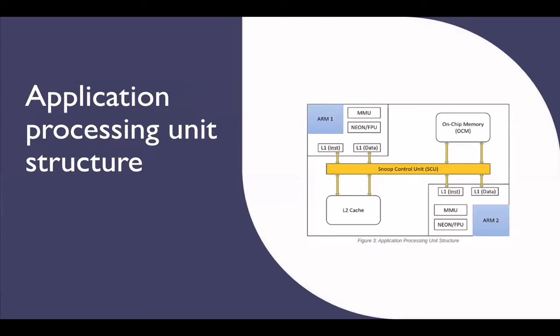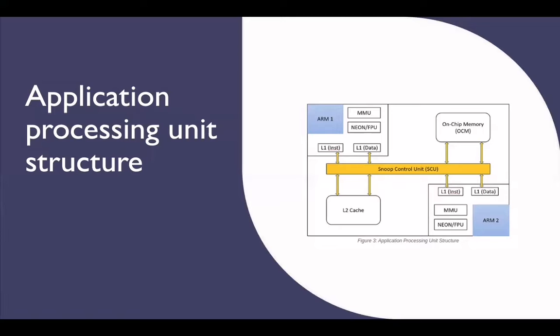Level 1 cache: each processor has its own instruction and data caches for storing instructions and data. MMU: it translates virtual memory addresses to physical memory addresses. Snoop control unit: it handles the interfacing task among processors. Coherency between the L1 and L2 caches is one of the main tasks of the SCU. L2 cache: it is shared between the two processors, which enables them to access the newest update of a variable.